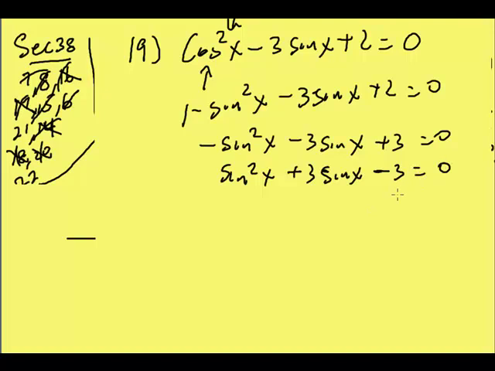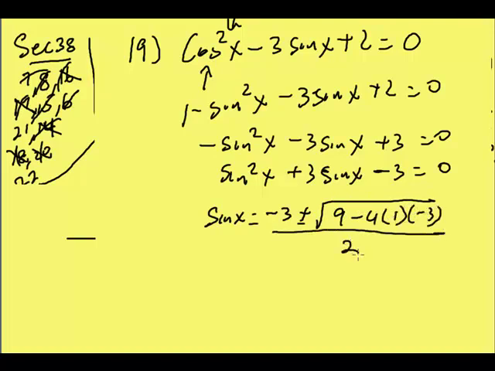Now can I find factors of 3 that I can make 3 in the middle? Nope. Here we go, quadratic formula. Sine of x is equal to negative 3 plus or minus the square root of 3 squared, which is 9, minus 4 times a, which is 1, times c, which is negative 3, all over 2 times a, which is 2. Which simplifies to negative 3 plus or minus the square root of 9 plus 12, which is 21, all over 2.